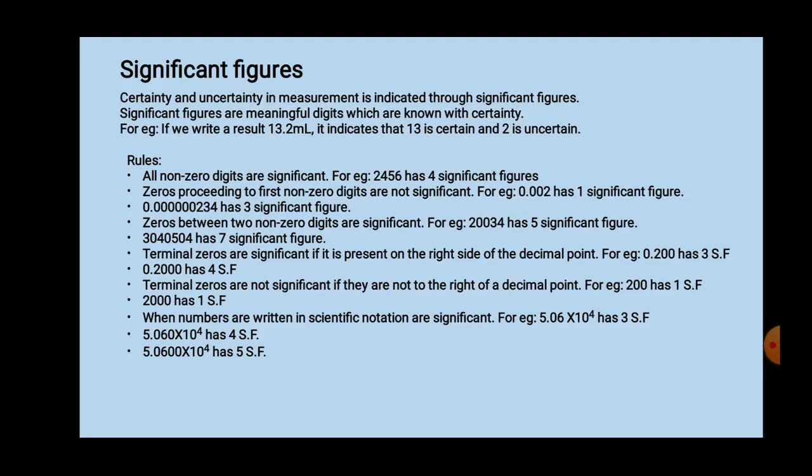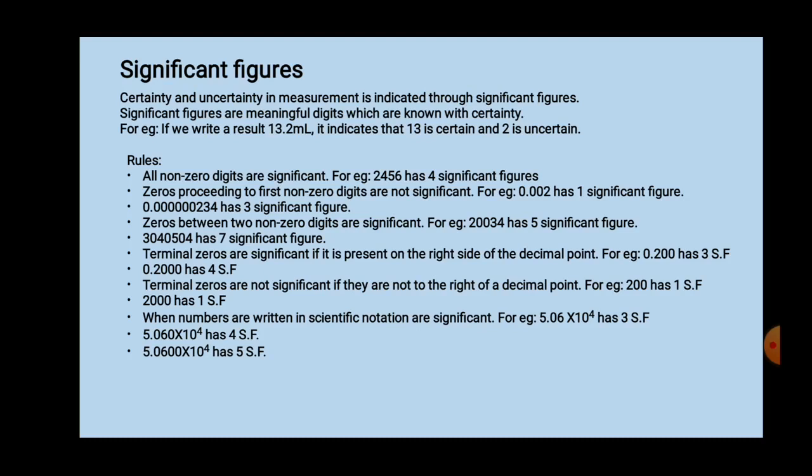So this number is written in the form of scientific notation. So all the numbers should be considered significant. How many numbers are present? That is 5.06, so 3 digits are present. So this example has 3 significant figures.